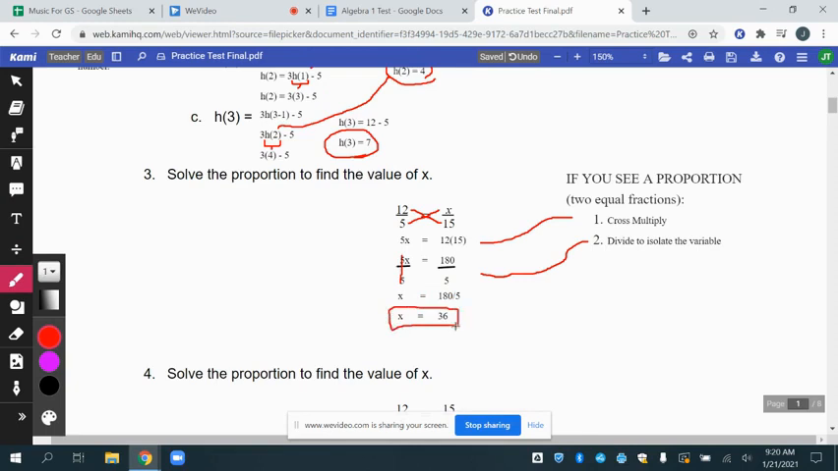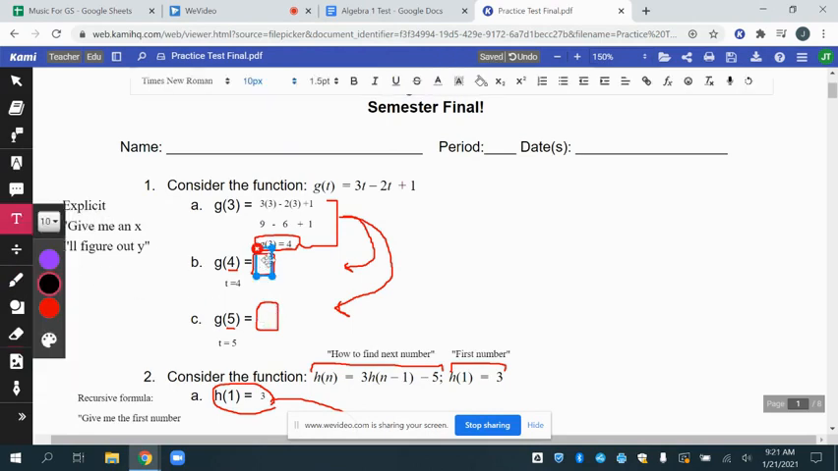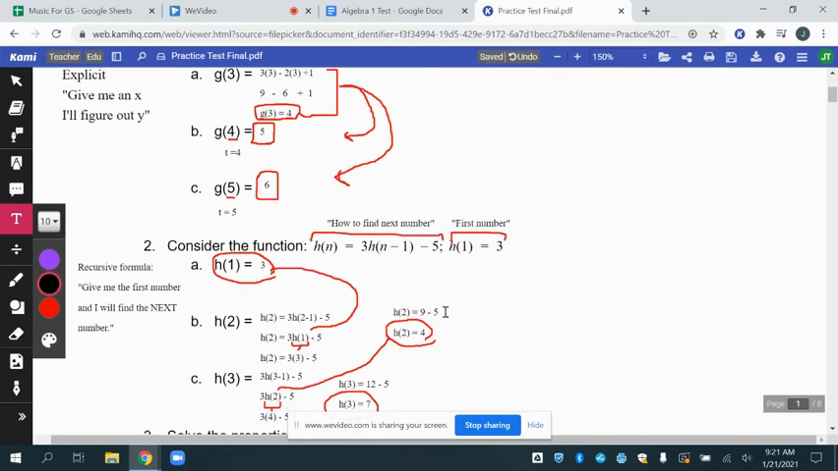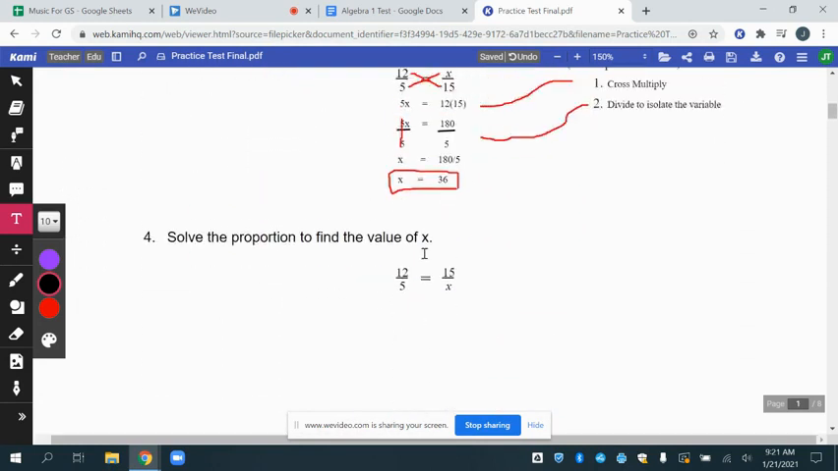Notice I'm circling my answers. First answer was 4, second answer was 5. You know, in fact, I will erase these. I like the way it looks. 5 and 6. There. Okay. So we're here. We solved this one. Okay, let's do the same steps.